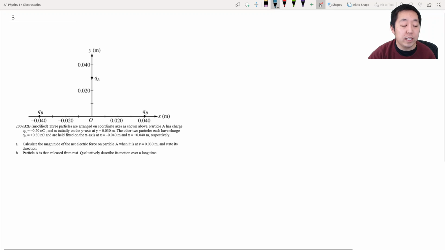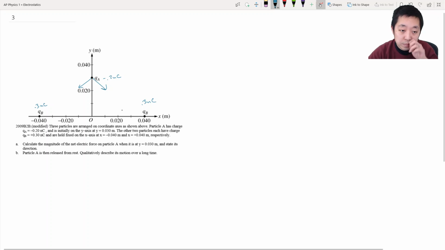Now, it's feeling a force from QB, and it's feeling a force from the other QB. QA is negative 0.2 nanocoulombs. I'm going to write these down. QB is positive 0.3 nanocoulombs, and the other one is also 0.3 nanocoulombs. Okay. So, the force from QB on this one, because they're opposite charges, they're attracted. So QA is attracted to QB, and QA is attracted to this QB also.